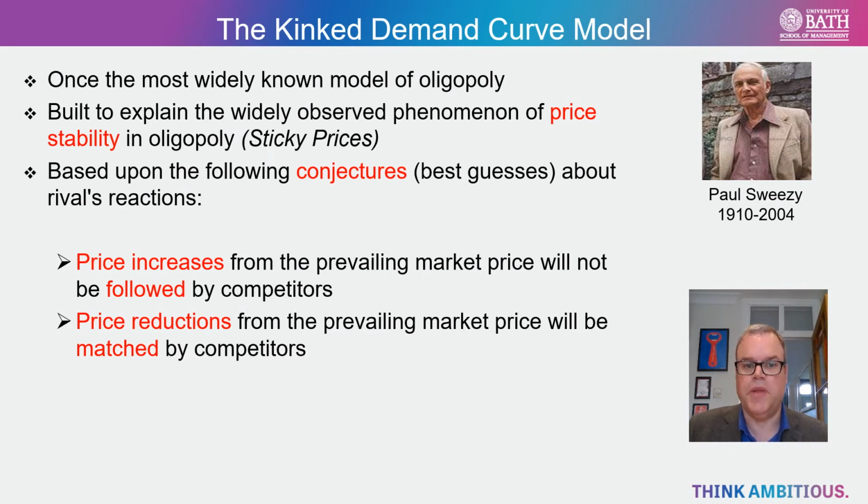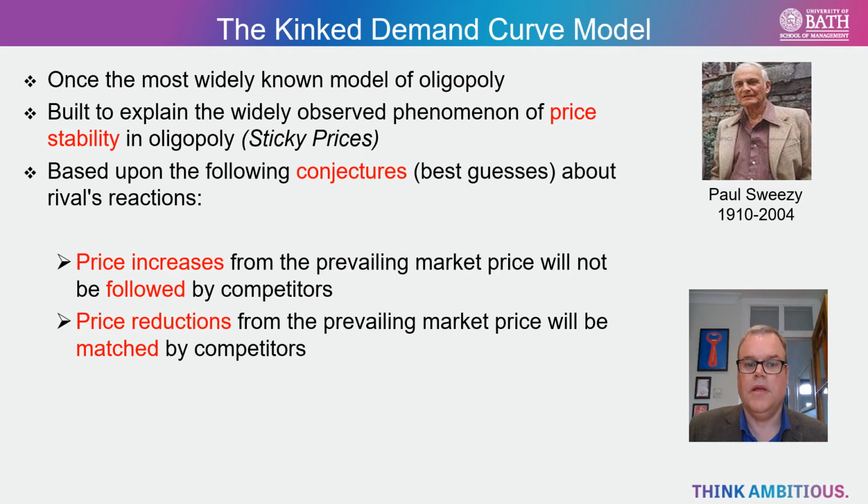Sweezy was trying to explain why, in the depths of the Great Depression of the 1930s, many oligopolistic markets exhibited a high degree of price rigidity or stability. Recall, this is a time when production costs, notably wage costs, were falling significantly. However, prices in many industries were not falling. They were remaining sticky.